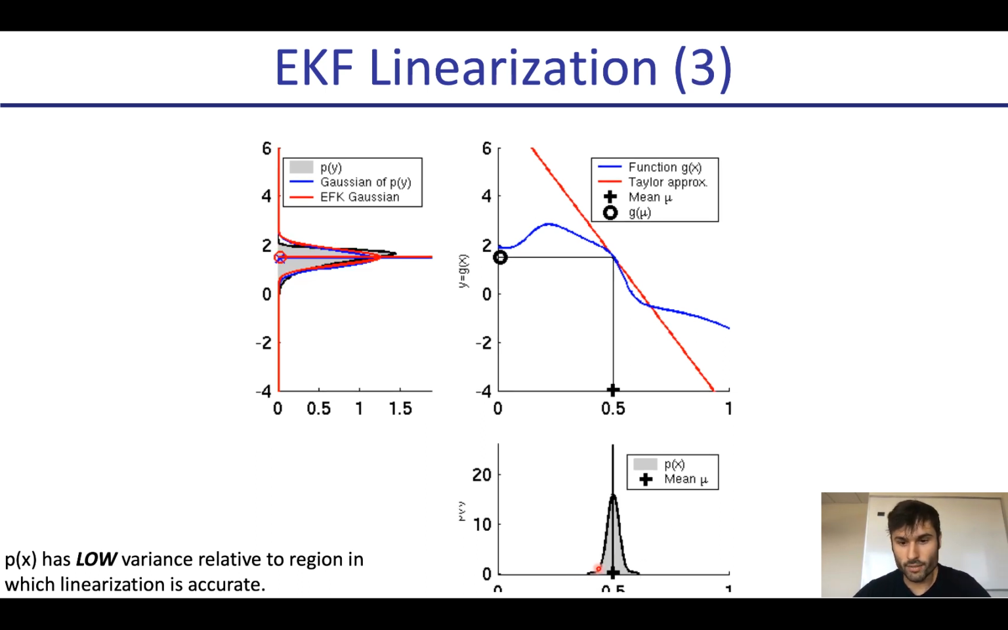However, in the case that we have little variance, then all the mass is centered around the mean. So all the mass is centered through points that are valid for the Taylor approximation. In these cases, we see that the red curve and the blue one almost match, are almost identical. So in the case that we have low variance, this EKF linearization is valid.